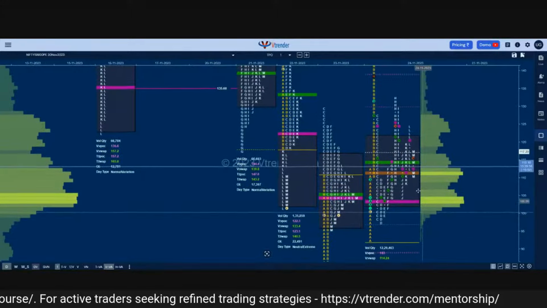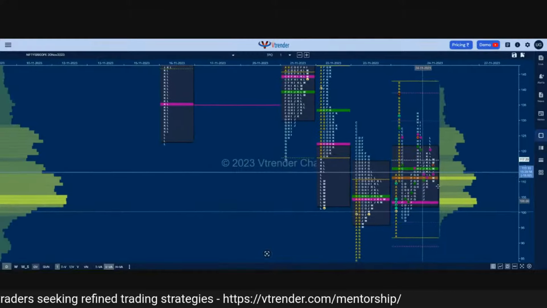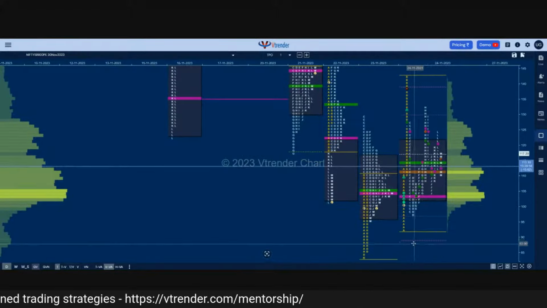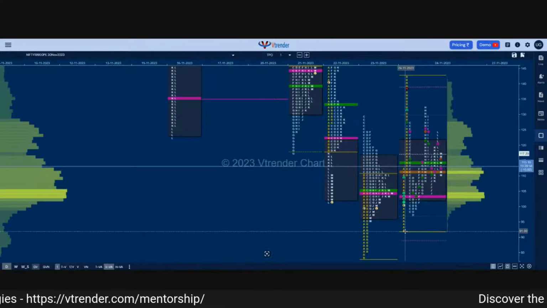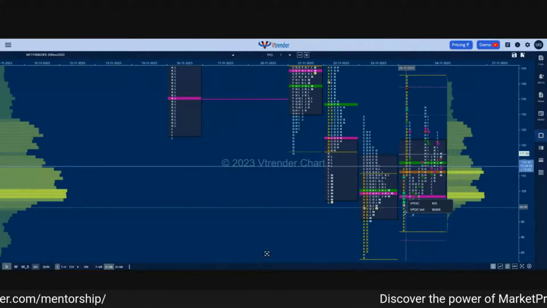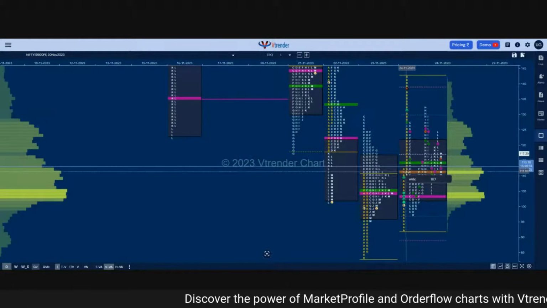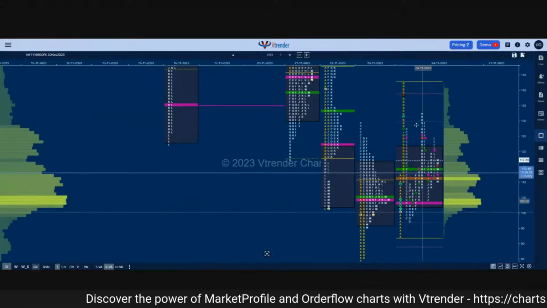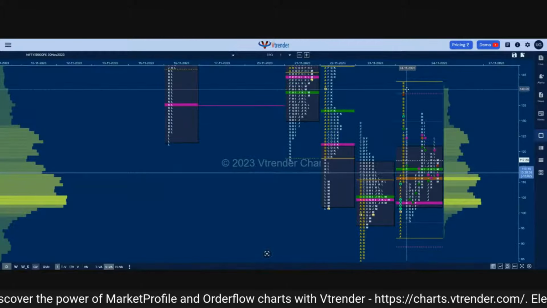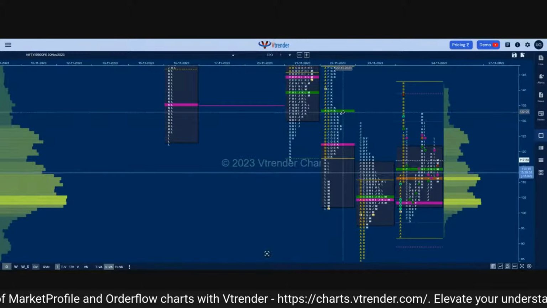So here you can see when we opened today, we had left an A period buying tail, right? And we left an A period buying tail with the B period again making a big move on the upside. But what happened in market profile?